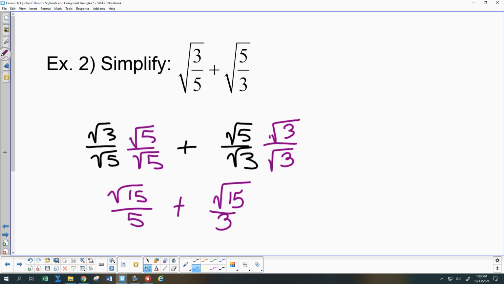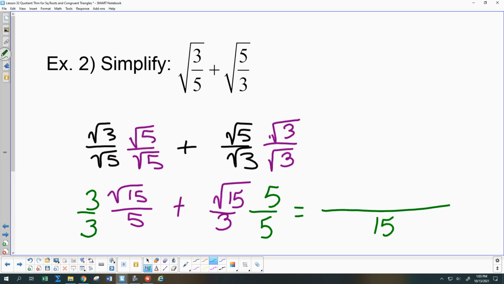So Nicole, anytime I add fractions, what do I have to worry about? I got to get a common denominator, so what do I need for the denominator to be? We need 15 for our common denominator. That means this one I need to multiply by 3 over 3, and this one by 5 over 5. So now I have a common denominator of 15, and I have 3 root 15 plus 5 root 15. Am I finished?